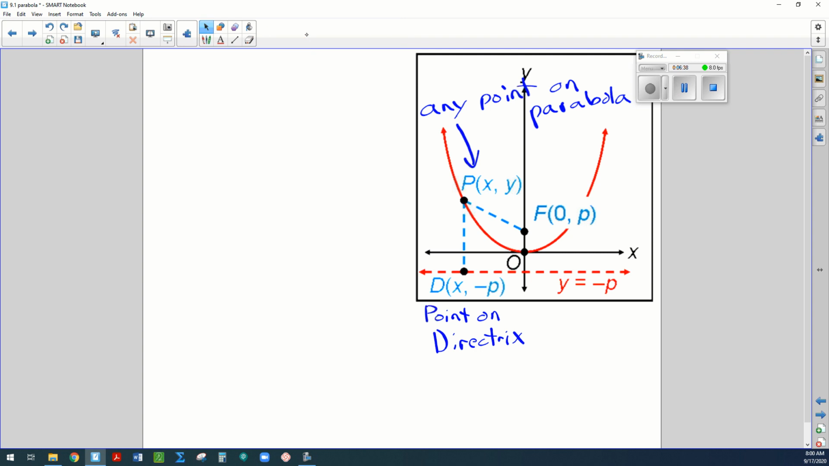So we're going to use these, and we're going to use the definition, and we're going to create the equation for a parabola. The definition for a parabola says that it's a locus of points that are equidistant from a fixed point, the focus, and the directrix. So those two distances have to be the same. So we're going to say PF, that's the length of segment PF, is equal to PD, the length of segment PD.